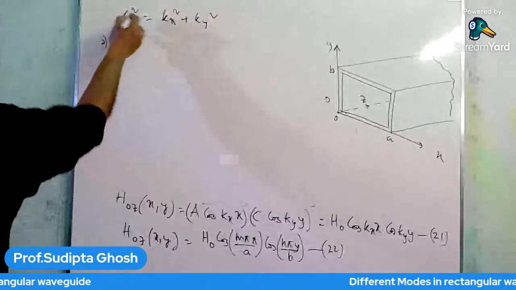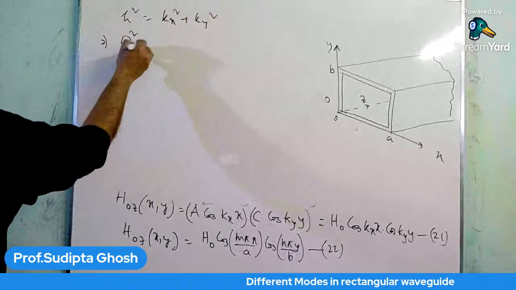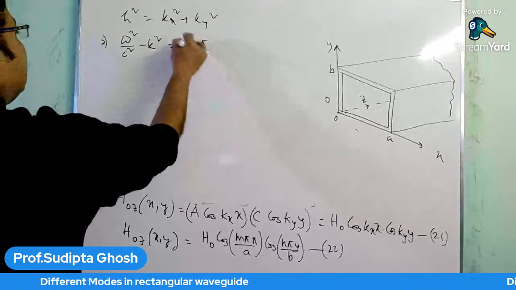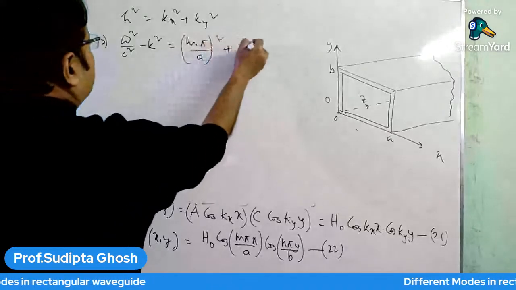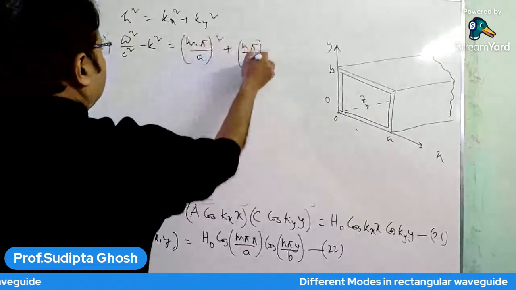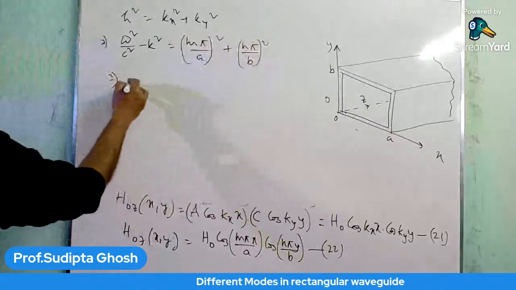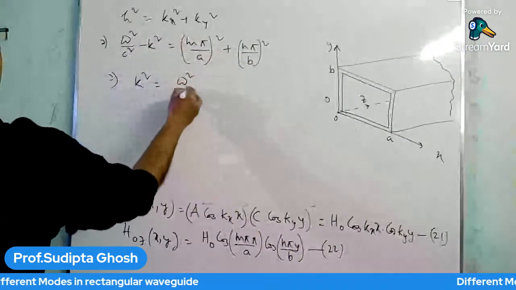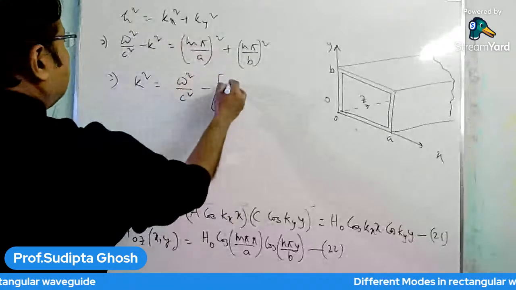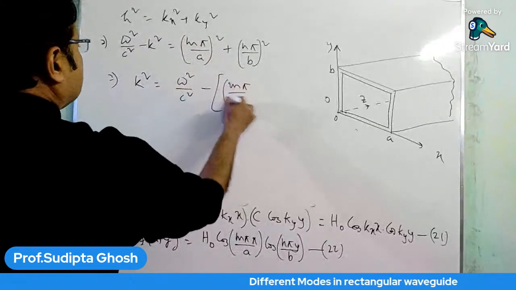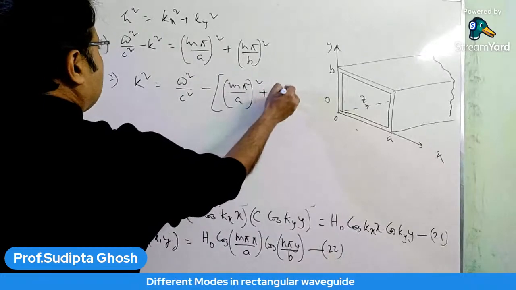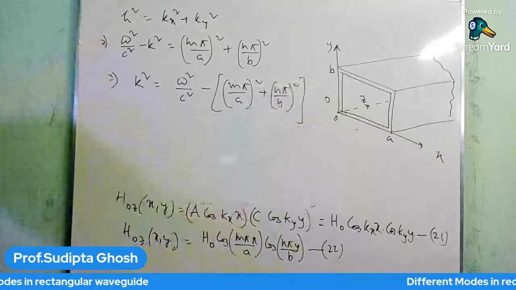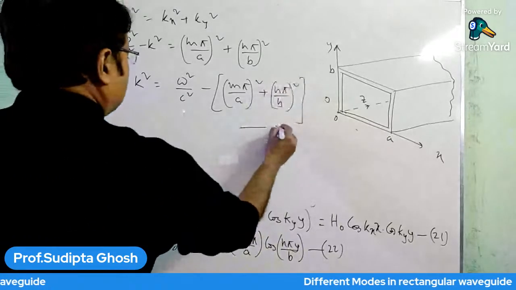Now we have the values of kx and ky, as we have taken h square equals kx square plus ky square. Now what is h square? H square was omega square by c square minus k square, and kx means m pi by a square plus n pi by b square. So the value of k square will be omega square by c square minus m pi by a square plus n pi by b square. Let it be equation number 23.